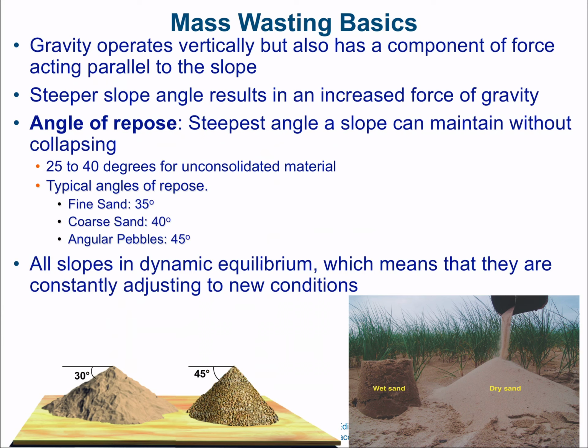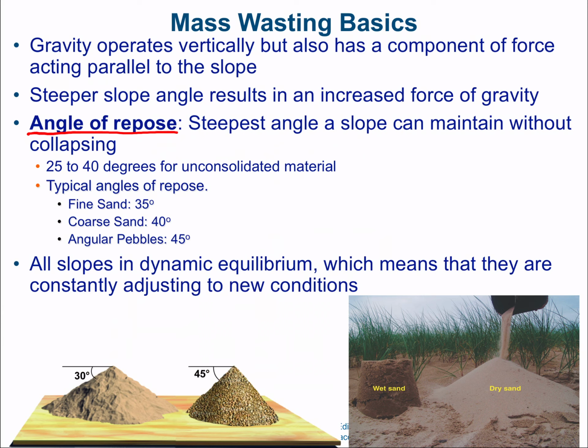Like we just saw in the slide, gravity operates vertically, but it also has a component of force that acts parallel to the slope. So if my slope is steep, it's going to have an increased force of gravity. We have something that's known as the angle of repose. That's the steepest slope that a hill can maintain without collapsing. Unconsolidated sediment ranges from somewhere between 25 and 40 degrees. So different material is going to have a different angle of repose.